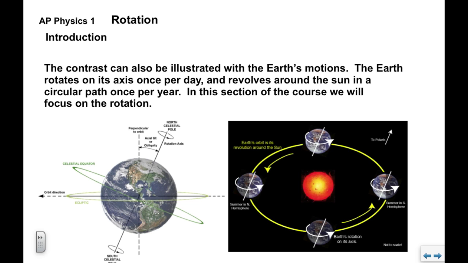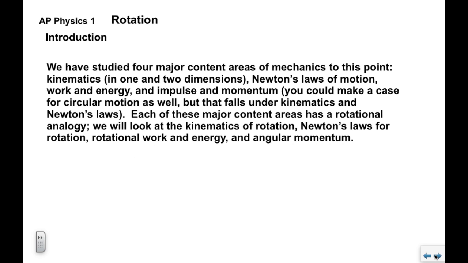We can also look at the Earth's motion around the sun. This is the circular motion around the sun. We've already looked at that. So again, we're contrasting the two motions. This unit, we're looking at the rotation of the Earth on its axis.